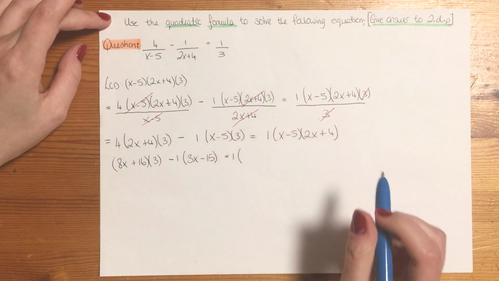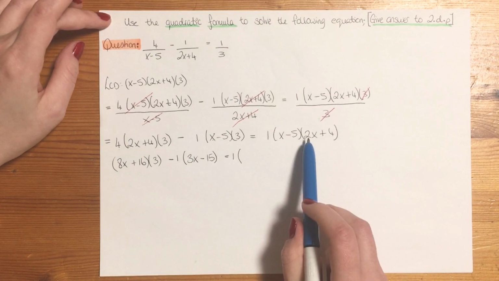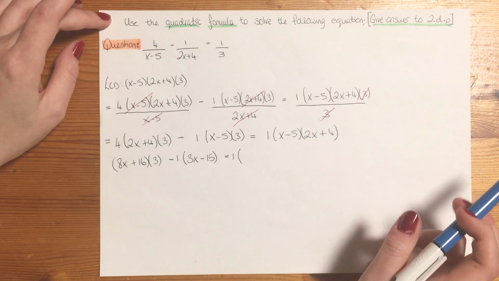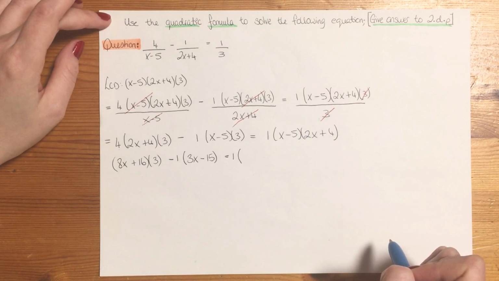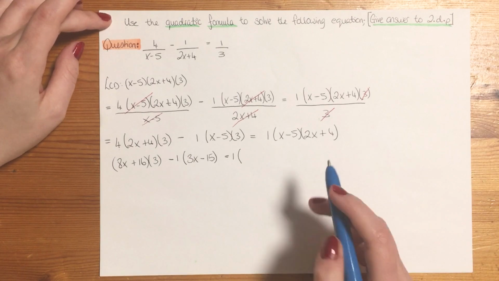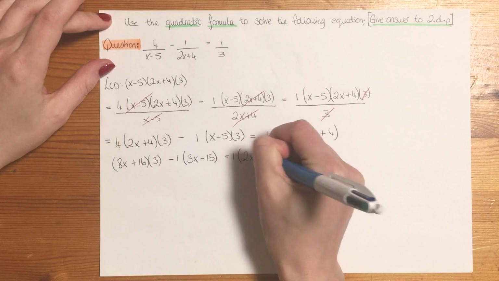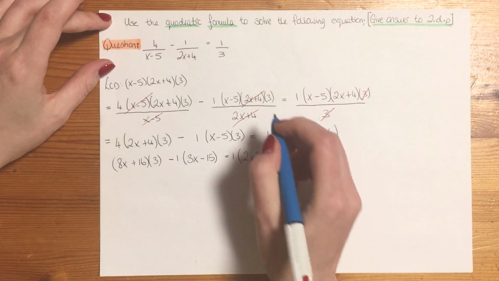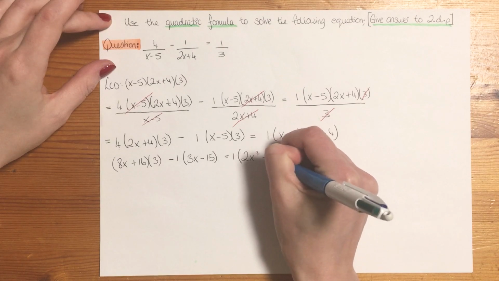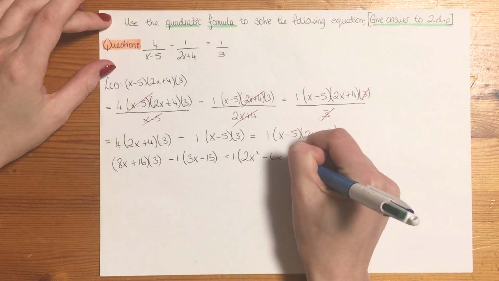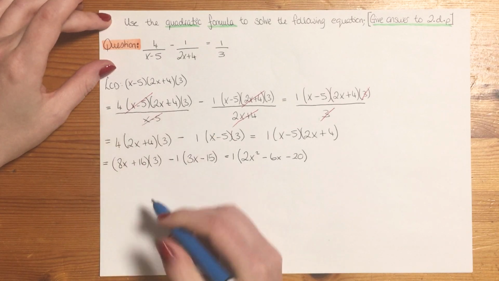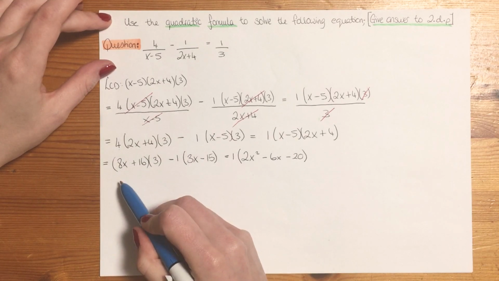1 times, now double brackets here, so what you need to do is go out to rough work, do it out long ways, and then maybe bring your answer in. Don't try to do it in your head because you will make a mistake. So when you multiply out these two brackets, you get 2x squared minus 6x minus 20. Okay, so keep simplifying, keep multiplying till we get it done.